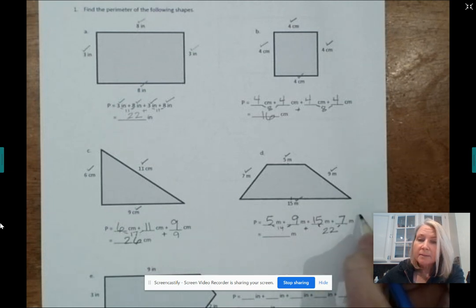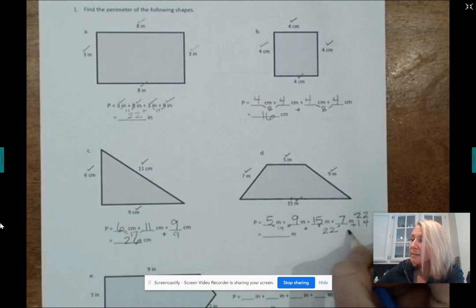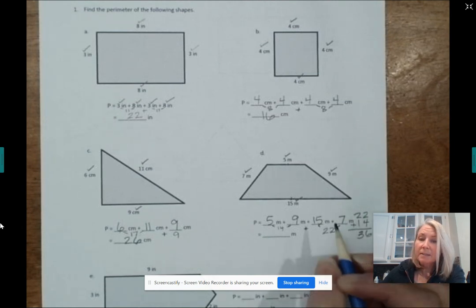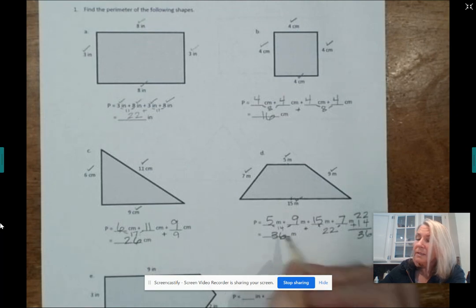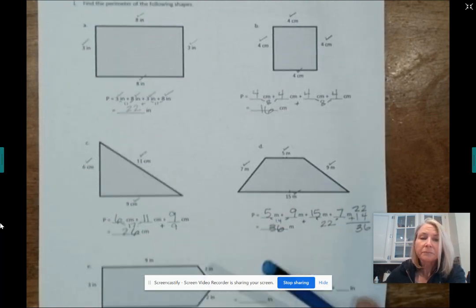And I can sense here that I'm probably not going to have any regrouping, but I'm going to go ahead and stack them just to make sure that my math stays accurate. So I've got 36 meters.